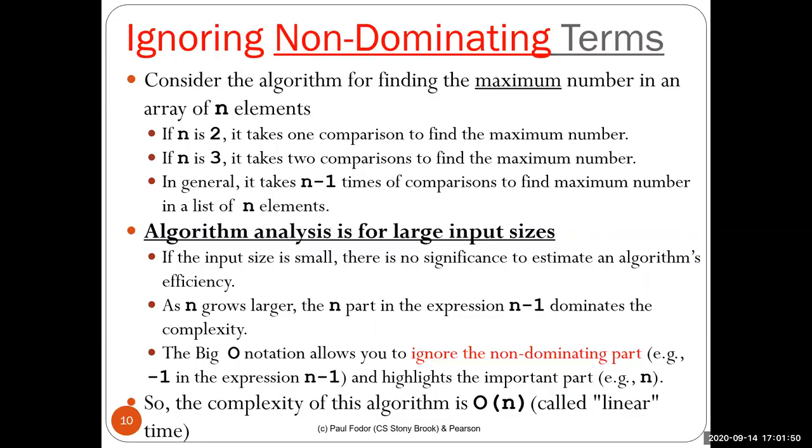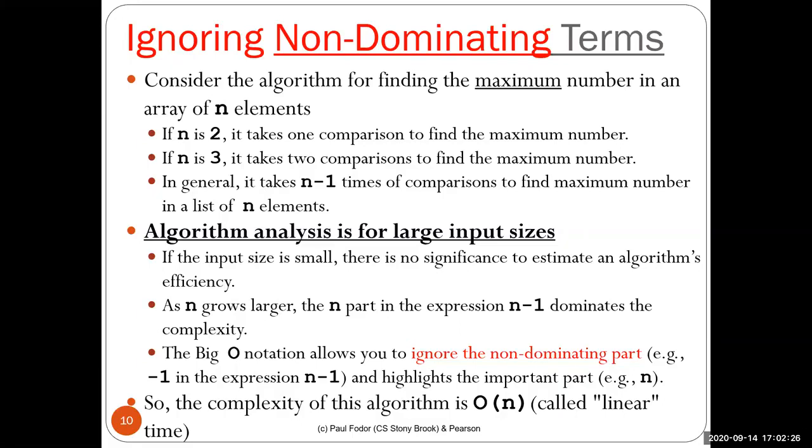Now, the example here is a simpler example. Consider that we write an algorithm to find the maximum in an array, and the array has n elements. If n is 2, you only need to do one comparison. You compare the first element with the second, whichever is bigger will be returned. So you need one comparison, one if statement that compares the two elements, and then on one branch it returns the maximum, on the other branch it returns the other maximum. So you need one comparison for two elements.